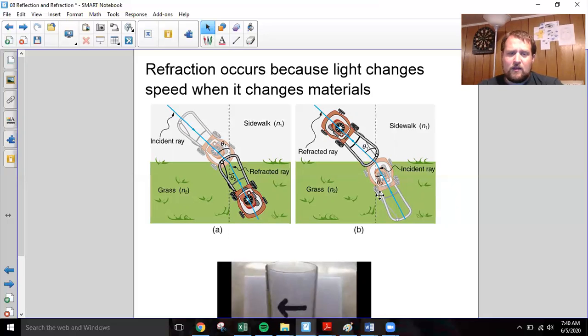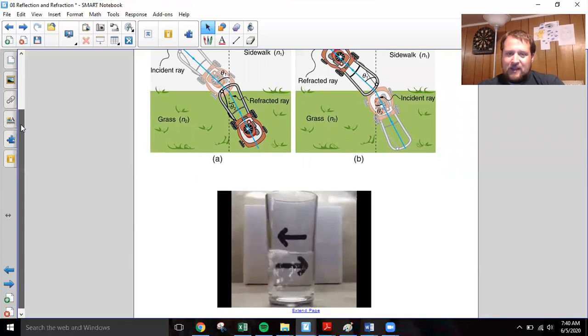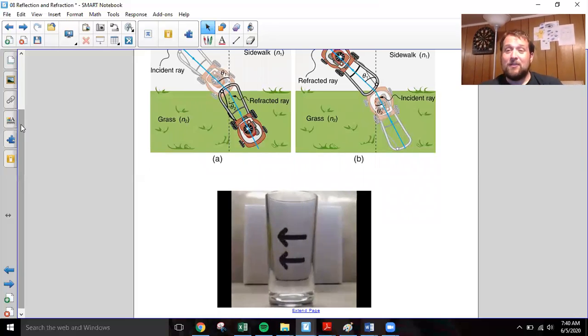And the opposite happens when the lawnmower leaves the grass, when we go from a thicker material to a thinner material. In this case, the wheel hits the sidewalk first and it starts to speed up. And when one side starts to speed up, once again, it bends it that way. And this can lead to all sorts of crazy effects. It gets complicated real quick, and I'll leave the research into why this happens up to you. Optics is crazy stuff.